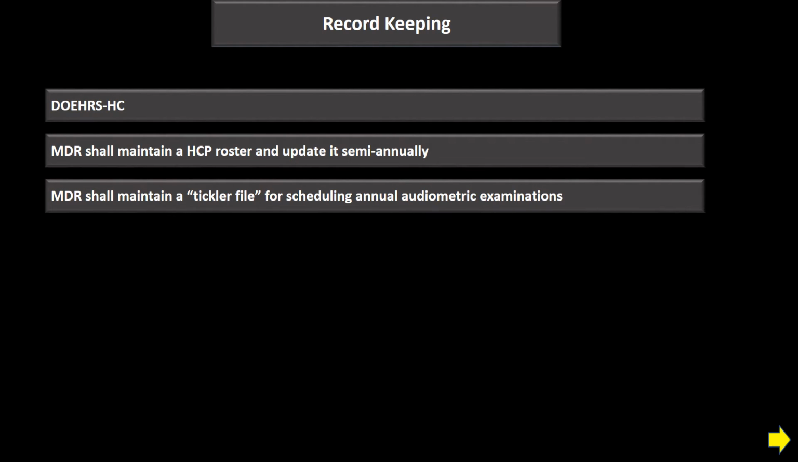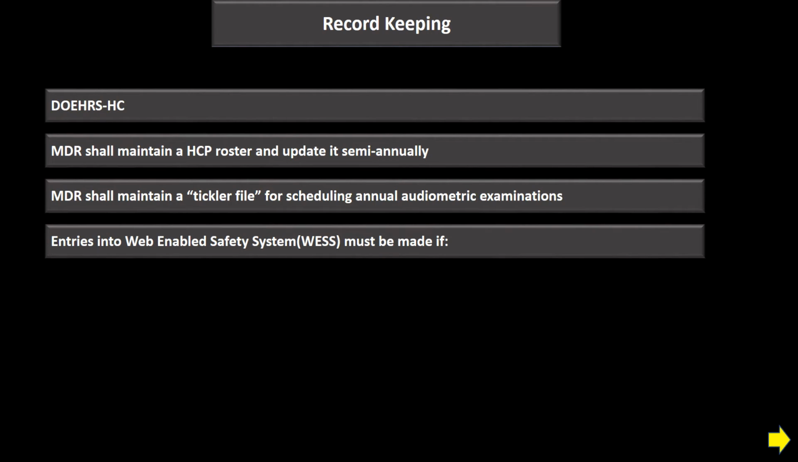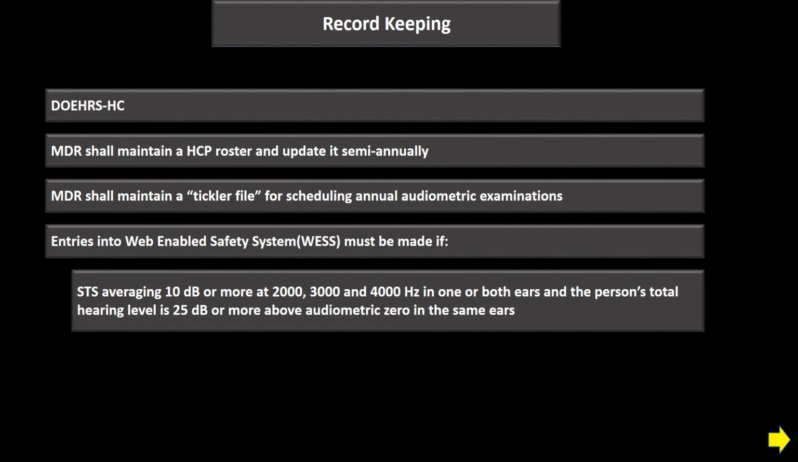They also got to make entries into what's called the web-enabled safety system. And the web-enabled safety system is the Navy Safety Center's online reporting and data retrieval system. And we've got to make entries into this for anybody who has a STS, or a significant threshold shift, averaging 10 decibels or more at 2,000, 3,000, and 4,000 hertz in one or both ears, and the person's total hearing level is 25 decibels or more above audiometric 0 in the same ear. And don't worry, we'll talk about threshold shifts a little bit more on these next two slides.